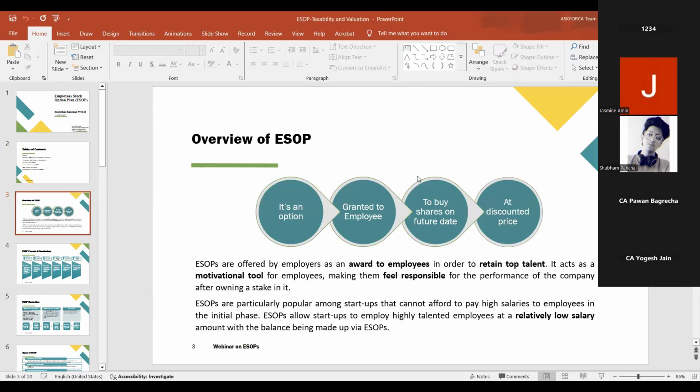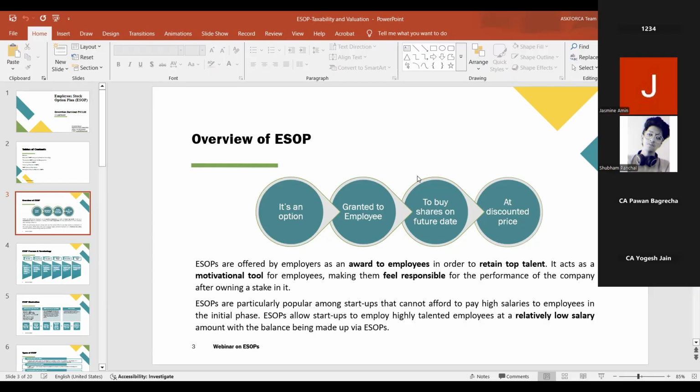This is the overview of ESOP. ESOP is an option, it's not mandatory, which we grant to employees so that they can buy the shares at any future date after the vesting period at a discounted price, which is the exercise price. There are two benefits for a company which is giving ESOP.